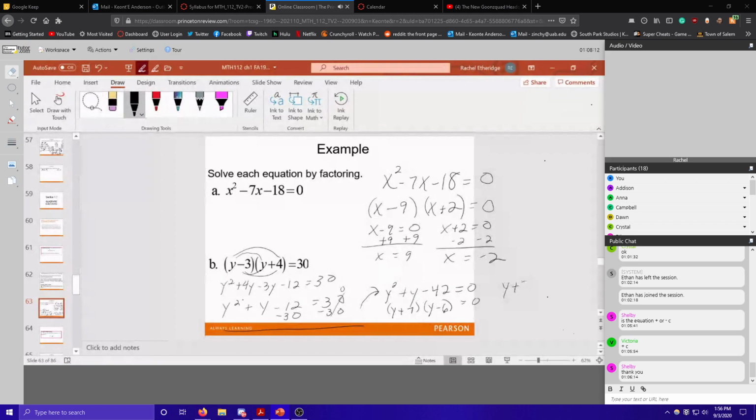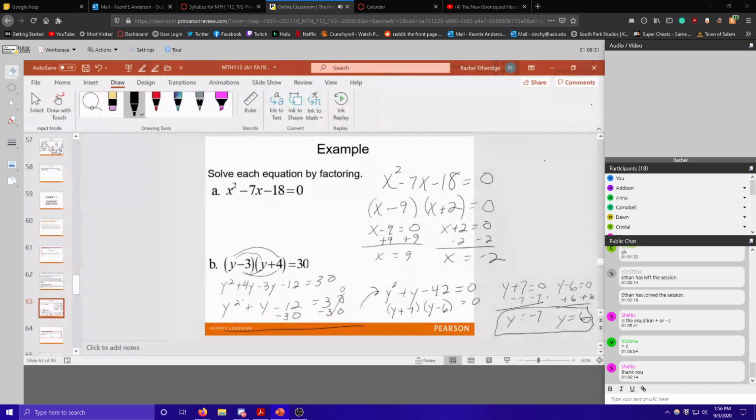Y plus 7 equals 0. This is the zero factor property here. So subtracting 7, I get y equals negative 7 and y equals 6.